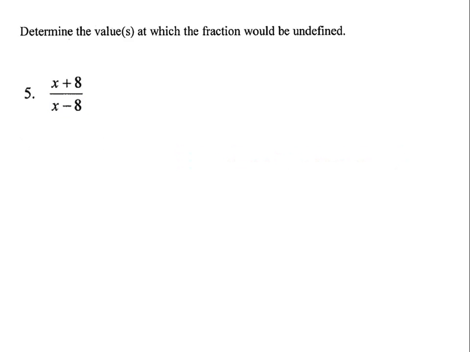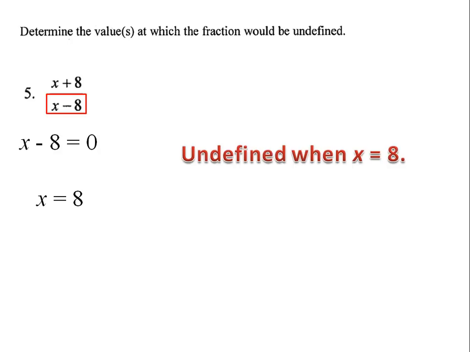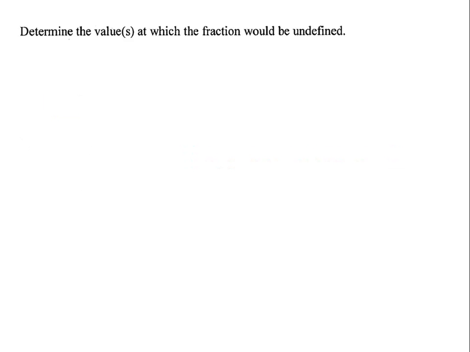Example 5 is pretty much the same thing. We might have two binomials. We might have a variable in the numerator and a variable in the denominator, but all we care about is the denominator, the x minus 8. Please pause the video here and find the undefined values for example 5. Let's see how you did. All we care about is the denominator, x minus 8 equals 0. That tells us that our fraction is undefined whenever x equals 8.